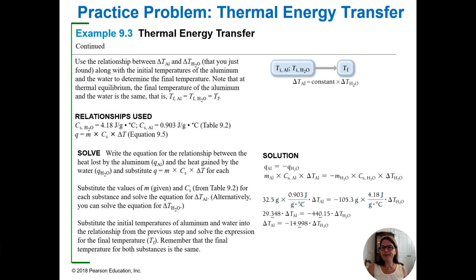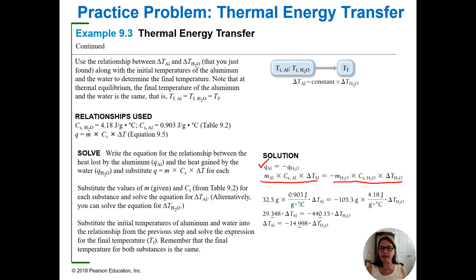Now that we know this is for the metal and this is for the water, we can go ahead and plug in everything that we have: our mass, our specific heats. We can combine those, right? Clean it up a little bit. And now delta T of the aluminum we can solve for as being equal to negative 14.998 times the delta T of the water.